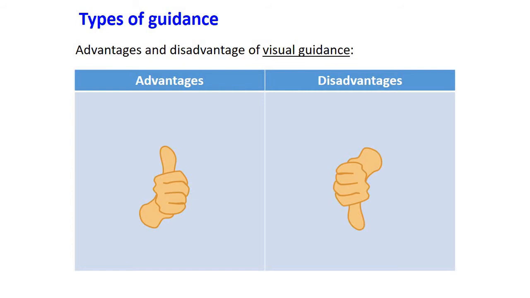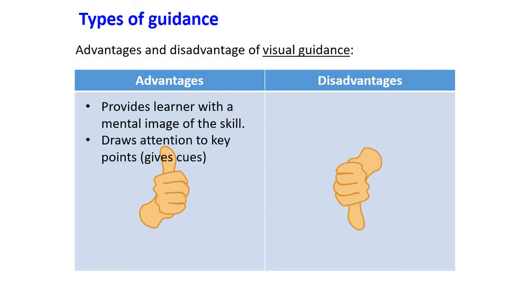There are many advantages and disadvantages for visual guidance. Again, important to be aware of these so you can evaluate the different types of guidance and say which will be suited for different situations. The first advantage is that it will provide the learner with a mental image, a picture of the skill. They can actually see what is required of them. Secondly, it can draw attention to key points and give cues. You can say, oh yeah, well that's how that goes, and that's where I need to put my foot there, and that's where that needs to go.